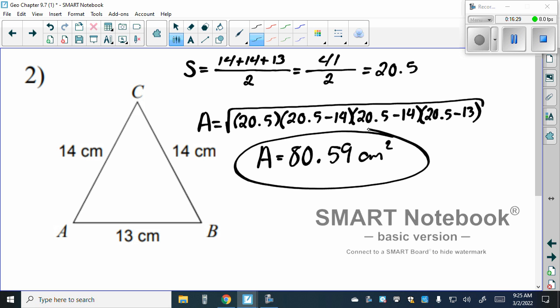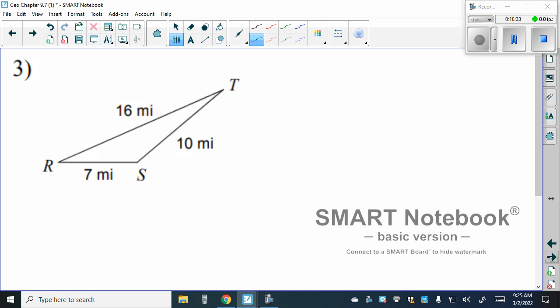Questions on this here? Do we need to see another example of this?